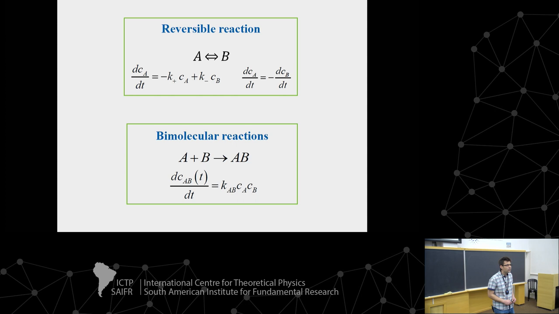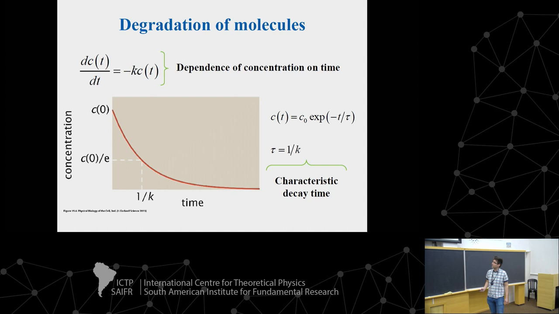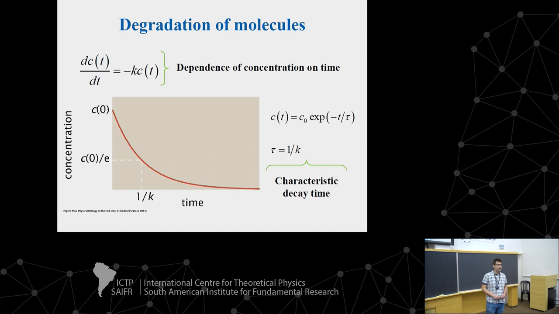Exactly, right. Yeah, we will come to that. So this is a very good point. This is degradation without the help of enzymes. And now, if we would have the help of enzymes, then actually this would not be a linear relationship here. It would be nonlinear. It would be the Michaelis-Menten law. And I will come to that very soon.